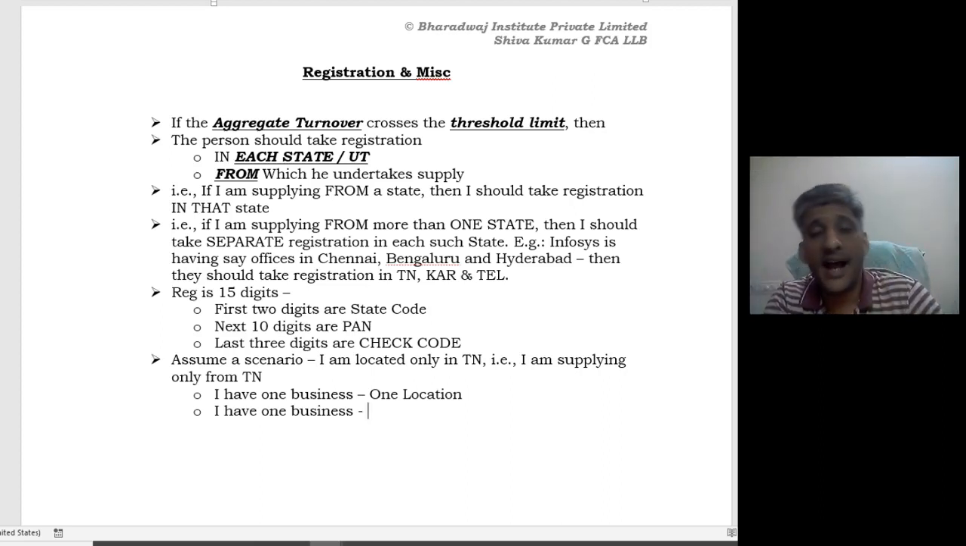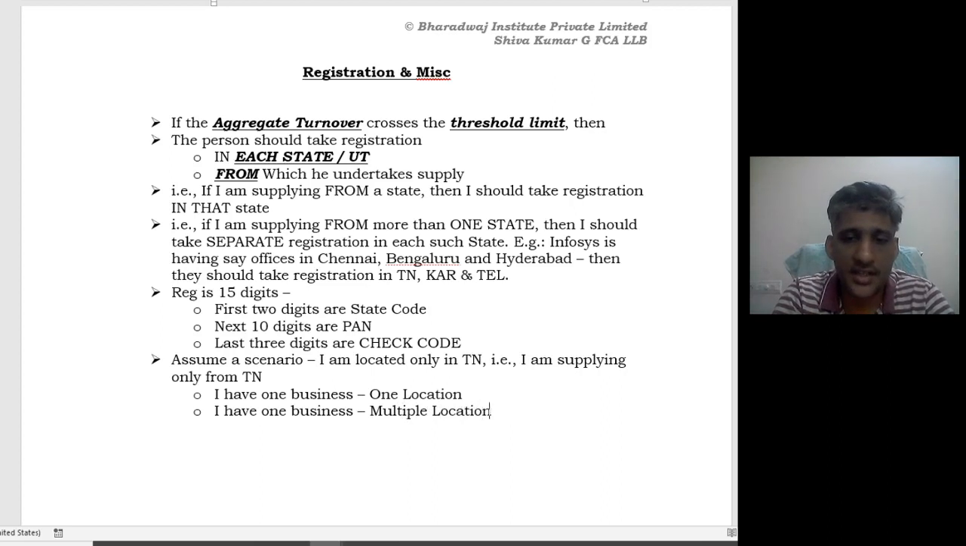Or I have one business. I am a steel trader. That is my only business, but I have multiple locations. That is, I do only one business, but I have multiple locations all within Tamil Nadu, because I am located only within Tamil Nadu. That is the basic assumption, right? I have one business but multiple locations: Trichy, Madurai, Tirunelveli, Thoothukudi, Chennai. So all these 5 are multiple locations, but doing one business, and that business and its locations are all within Tamil Nadu.